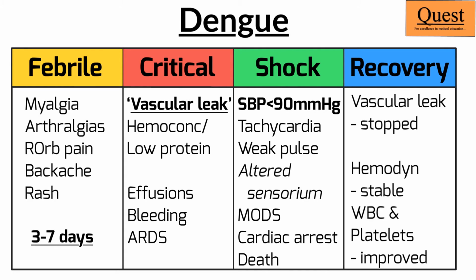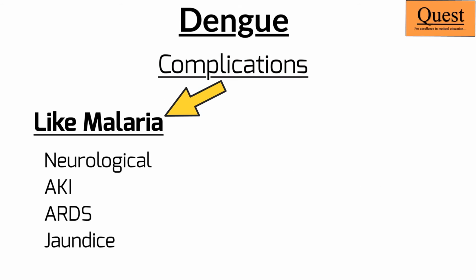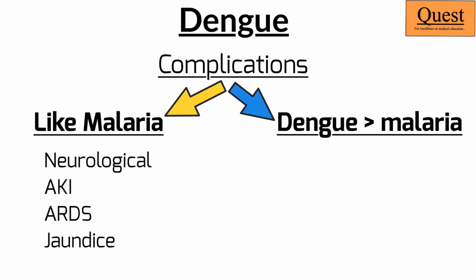So if we look at the complications of dengue, the neurologic complications, the renal complication, ARDS and hepatitis, all of this look very similar to what malaria patients could present with. There are some typical complications which are more likely in dengue. These could be patients can have GBS. Now this is rare, but it is associated with dengue more than malaria.